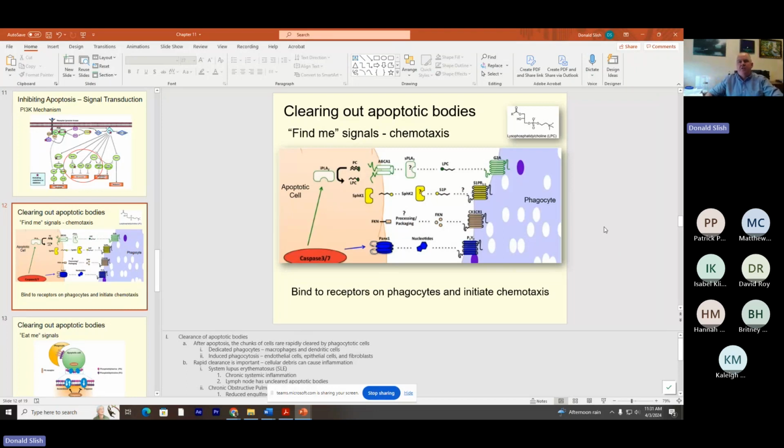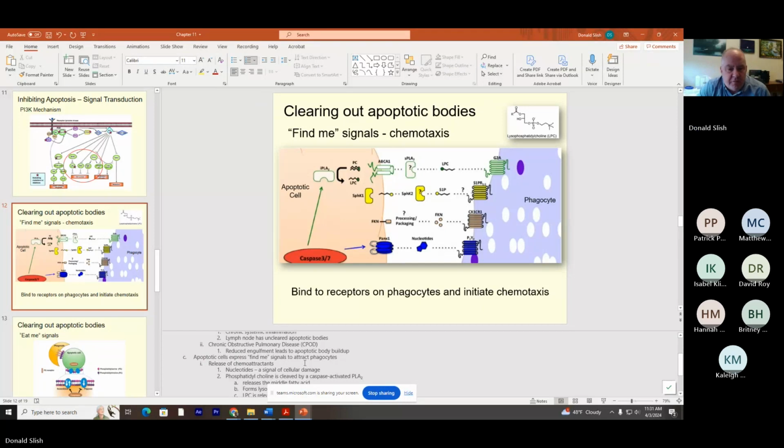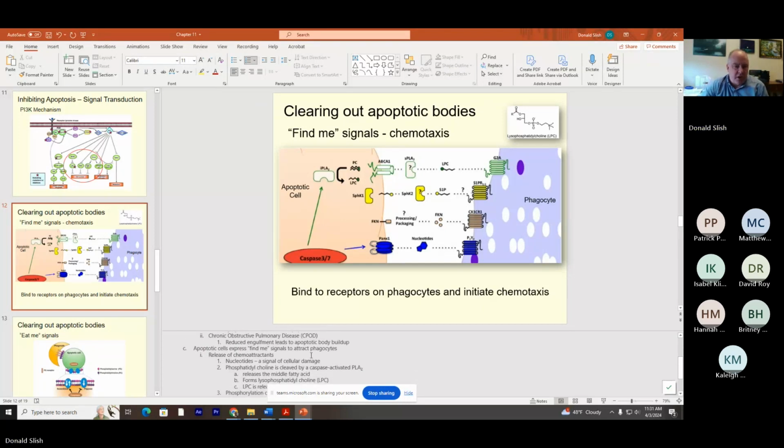Find me and eat me signals, then. Once the cell has gone through apoptosis, those apoptotic bodies are asking phagocytes to come and get them. Now, we've got dedicated phagocytes, which are macrophages and dendritic cells, and induced phagocytes, which are endothelial cells, epithelial cells, and fibroblasts. So either of those can be stimulated here. And it's important to get rid of all these apoptotic bodies fast because they cause inflammation, and inflammation is bad.